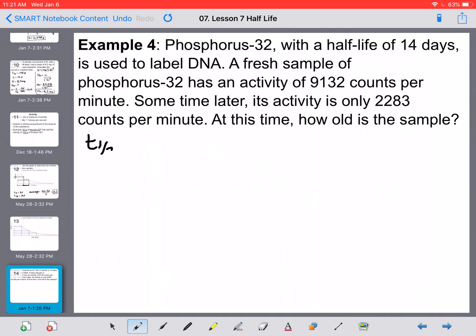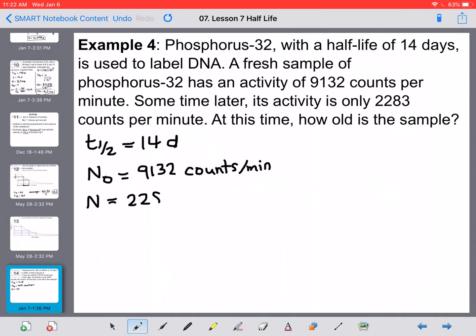All right, so the half-life is 14 days. A fresh sample, so that means something to do with the original amount, has an activity of 9132 counts per minute. Now we're not going to call that becquerels because becquerels is counts per second. So counts per minute isn't really becquerels. It's still an activity. It just has different units. Sometime later, its activity is only 2283 counts per minute, and we want to know how old the sample is.